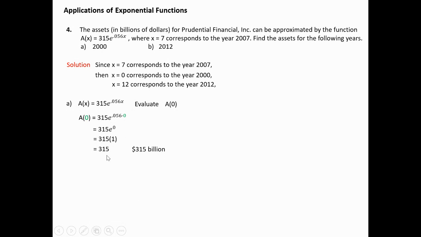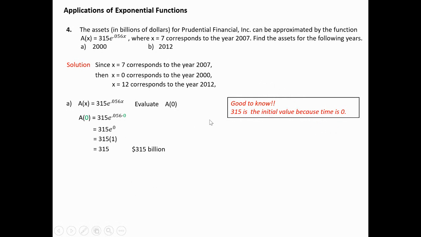Since it was in billions, it's going to be $315 billion. This is good to know, guys. 315 is the initial value because time is 0. I think we're going to be using it on the next problem.